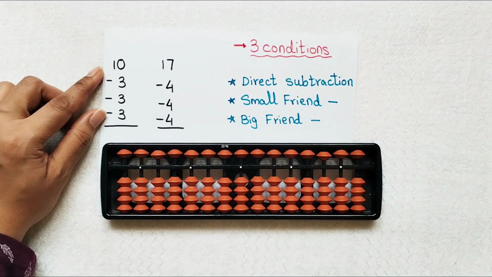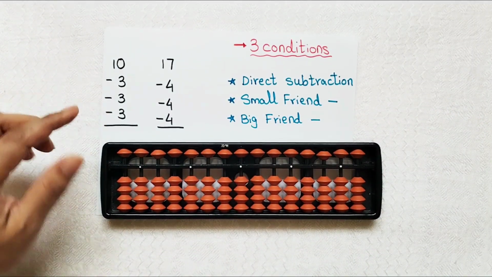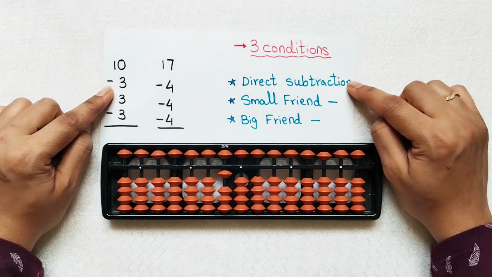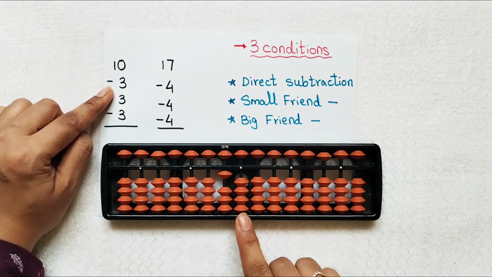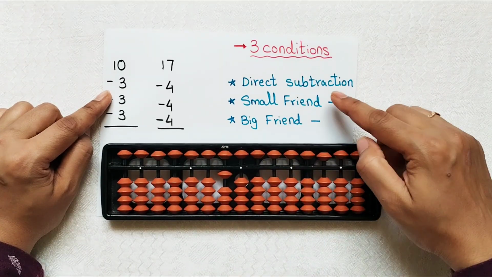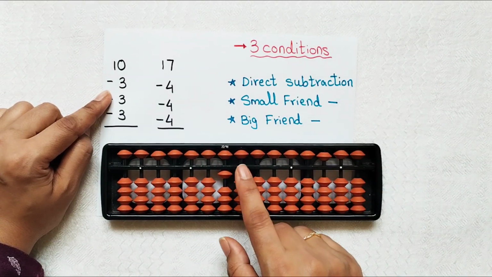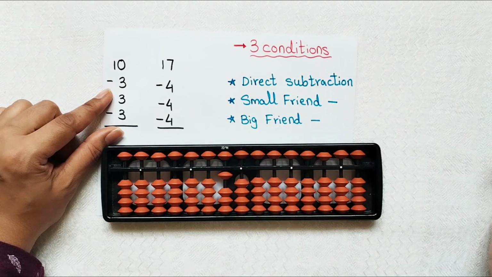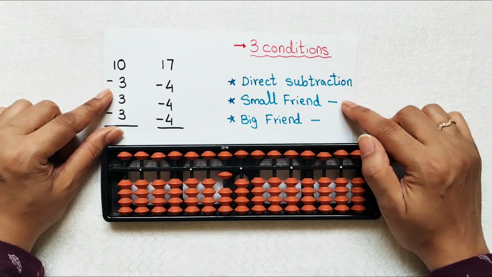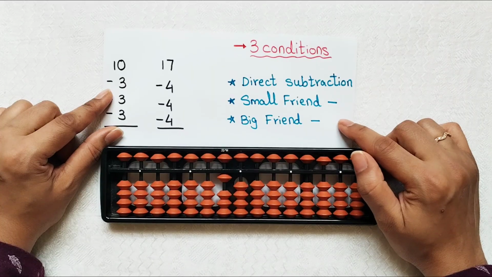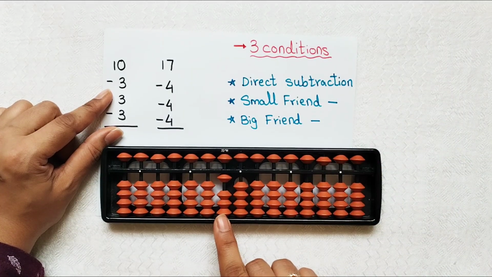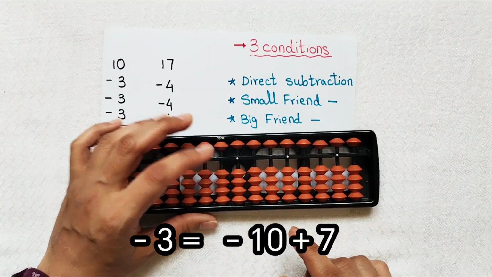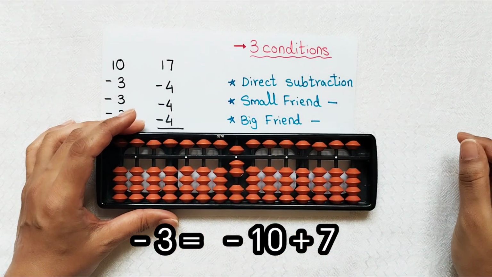First one, 10 less 3 less 3 less 3. So I have 10 here. Now less 3. Can I do direct subtraction? No, I cannot. Can I do small friend? No, I cannot do small friend. Why? Because the 5 bead is not in use. So I cannot do small friend. Now can I do big friend? Yes, I can do big friend. So the formula for less 3 is less 10 plus 7.